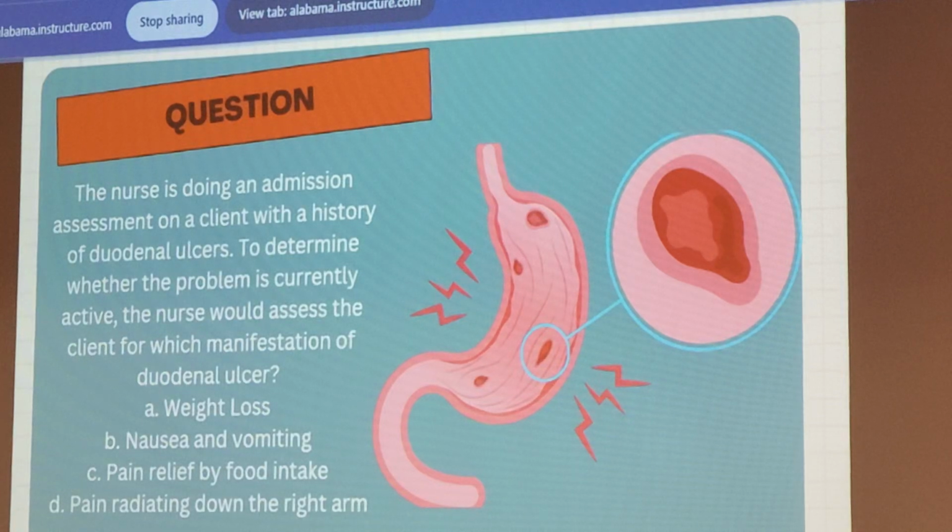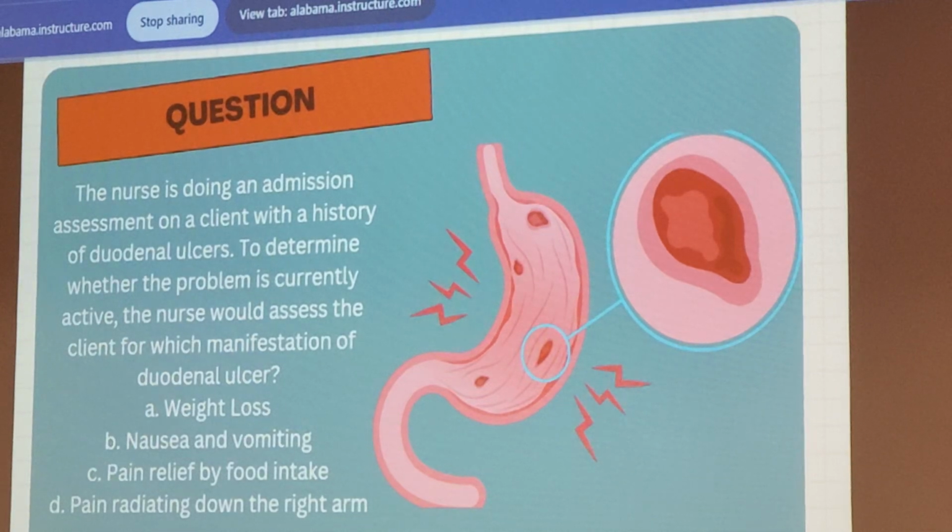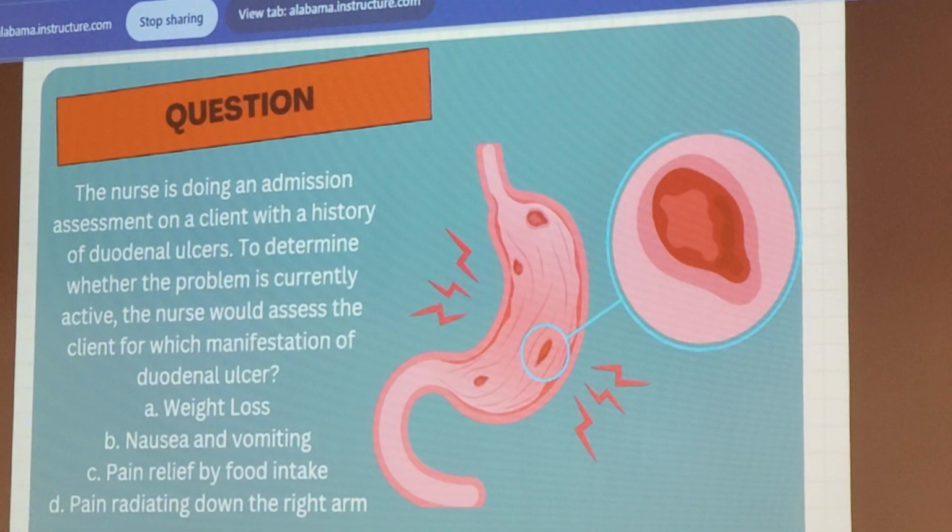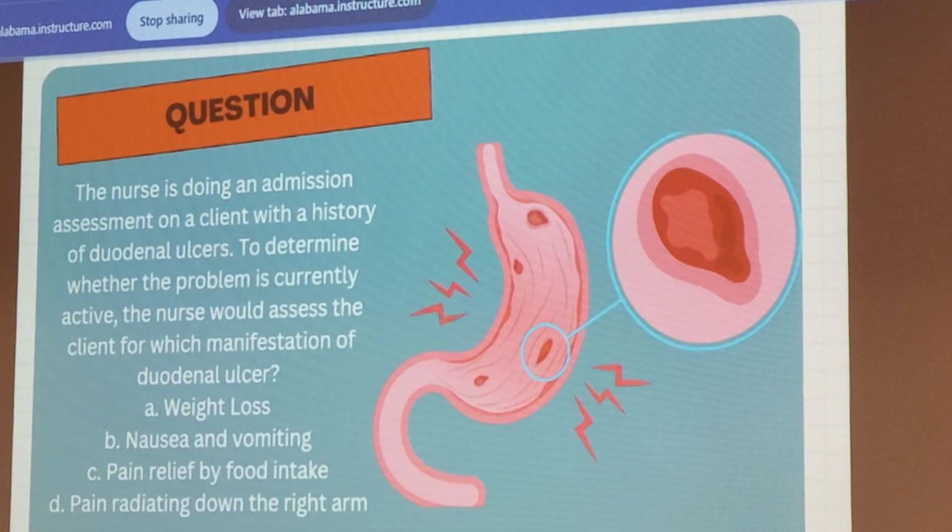A nurse is doing an admission assessment on a client with a history of duodenal ulcers to determine whether the problem is currently active. The nurse will assess the client for which manifestation of a duodenal ulcer? C is right.